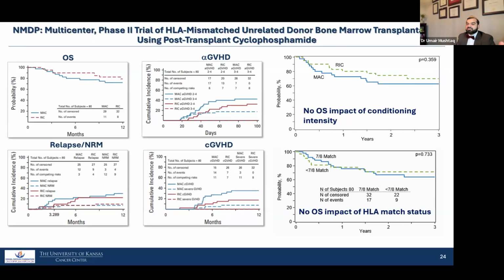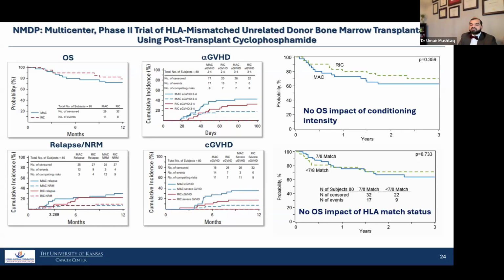There is no impact on overall survival in terms of the conditioning intensity. Actually, reduced intensity conditioning is doing a little bit better. There is no impact of the HLA match status, like 7 out of 8 match. That is currently considered a better donor compared to if you have more than one allele mismatch, but they did not see any difference. And this is because of post-transplant cyclophosphamide.